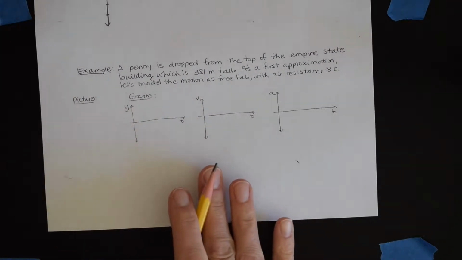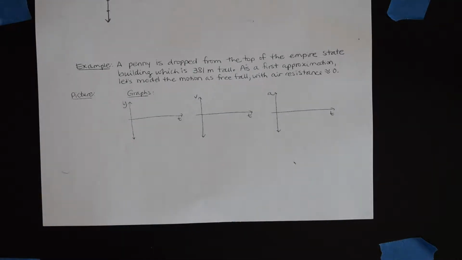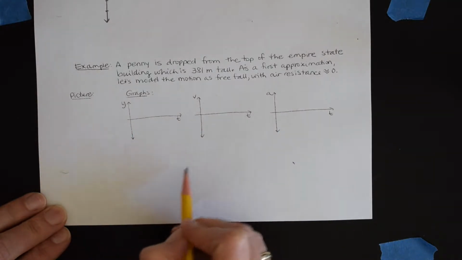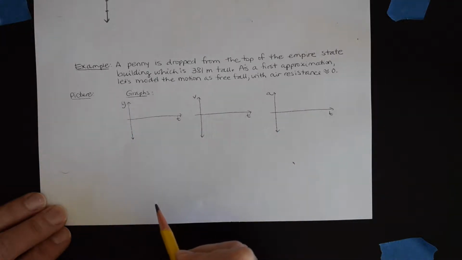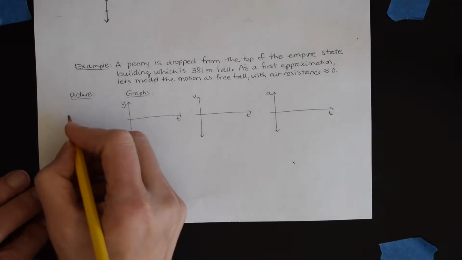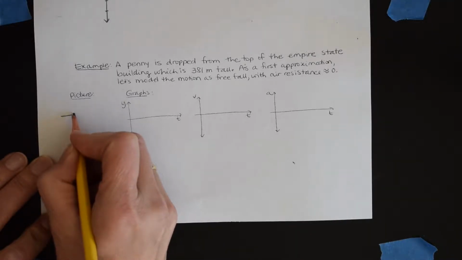Okay, we finish with an example. A penny is dropped from the top of the Empire State Building, which is 381 meters tall. As a first approximation, let's model the motion as free fall with air resistance approximately 0. So we're going to draw a picture of the situation, we're going to sketch the graphs, and then we're going to solve for how much time it took for that penny to reach the ground.